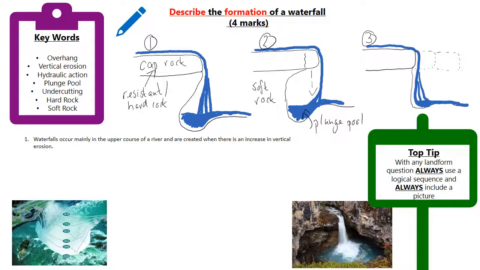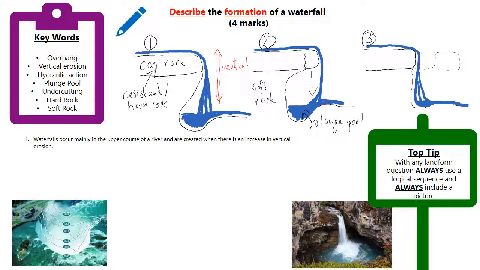So the first point to make, waterfalls occur mainly in the upper course of the river and are created when there is an increase in vertical erosion. So vertical is downwards like that, up and down. And you might want to include, I haven't included here, the fact that that's through hydraulic action or abrasion. Only very, very briefly describe those.